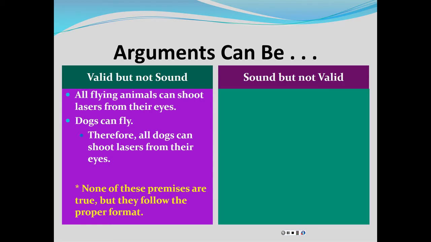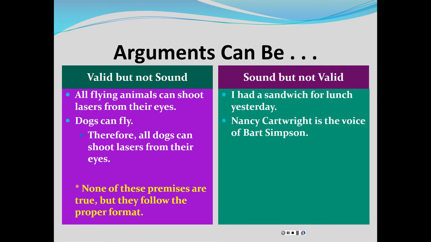We could have syllogisms that are sound, that is, all of the premises are factually accurate, but they're not directly related to one another, and therefore they're not valid. So we start from the premise of, I had a sandwich for lunch yesterday. That's a true statement. We could also say that Nancy Cartwright is the voice of Bart Simpson. If any of you watch The Simpsons, you might be surprised to learn that Bart Simpson is played by a woman. Those two things are sound statements.